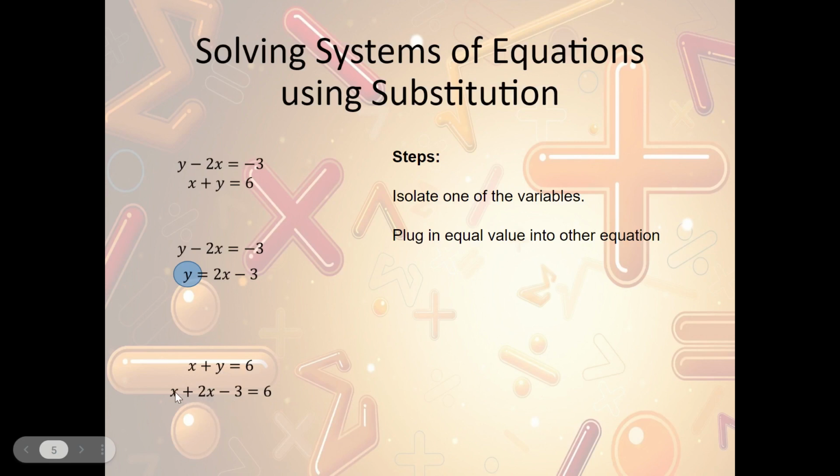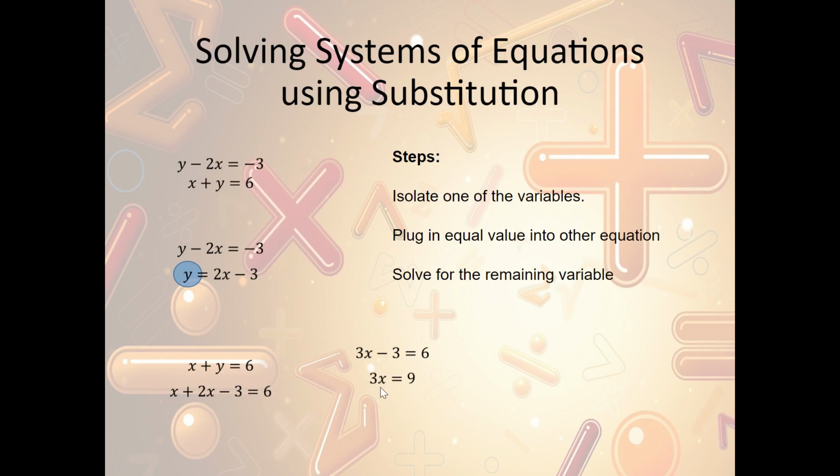Now I can go ahead and solve. So I'm going to combine like terms. So x plus 2x is 3x. So I get 3x minus 3 is equal to 6. I'm going to add 3 to both sides to get rid of this. So I get 3x is equal to 6 plus 3, which is 9.